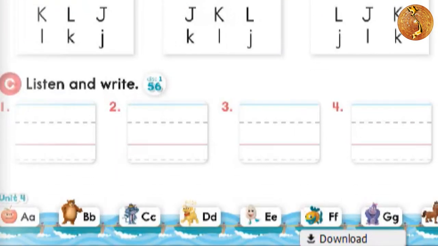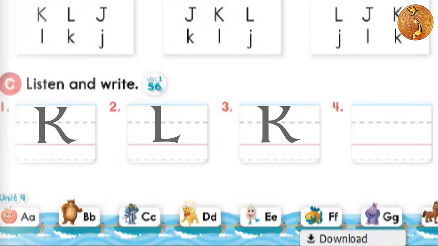Page 38. C. Listen and write. 1. King. 2. Lemon. 3. Kangaroo. 4. Jacket.